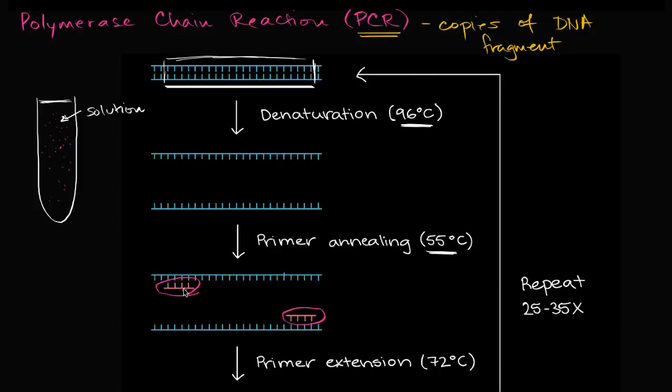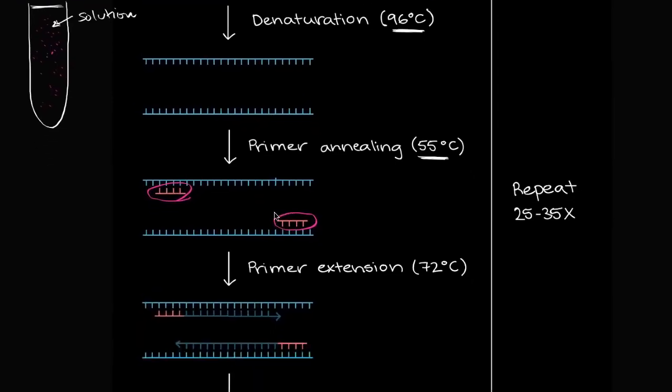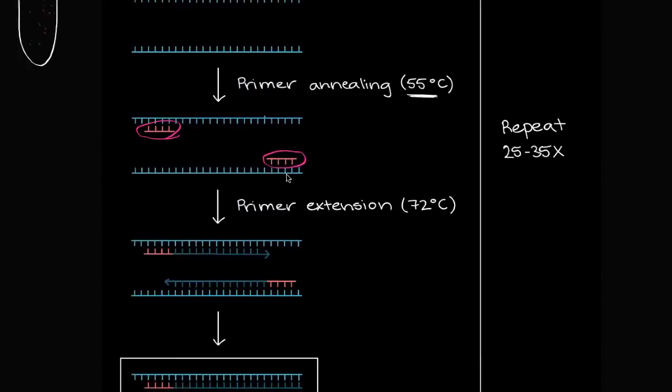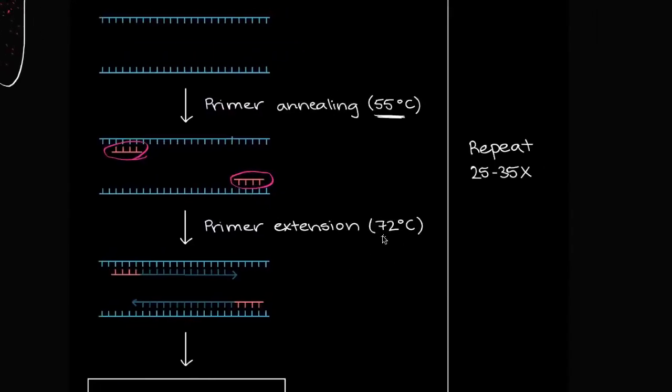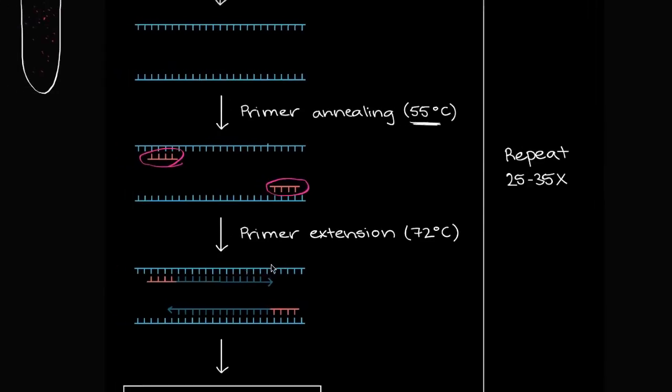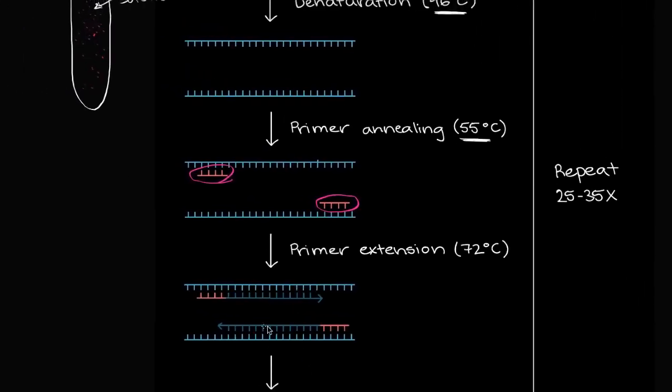And so when you cool it back down, the primer attaches, and then you heat it back up, not quite to the 96 degrees Celsius, but to the 72 degrees Celsius, where you extend those. And I'm assuming, since it's called polymerase chain reaction, that this is where the polymerase is involved. That is exactly where the polymerase comes in. So the polymerase is what is actually extending this. And I'll just draw a polymerase enzyme right over there doing the extending.